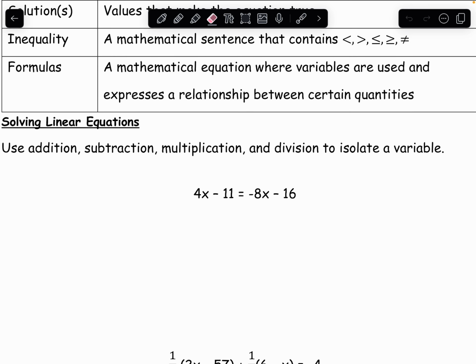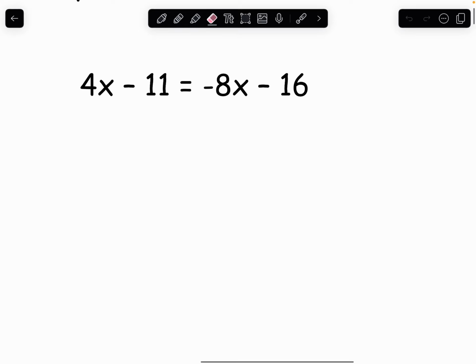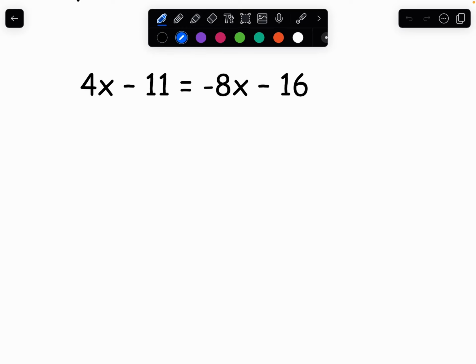So this is where we're going to be using kind of PEMDAS backwards, addition and subtraction, multiplication and division, to isolate the variable. Now, for our first problem, we have to realize that we have x's in different areas, so we're going to combine them together. I like to have a line through that equal sign. I would strongly recommend you do that because it keeps your work organized.